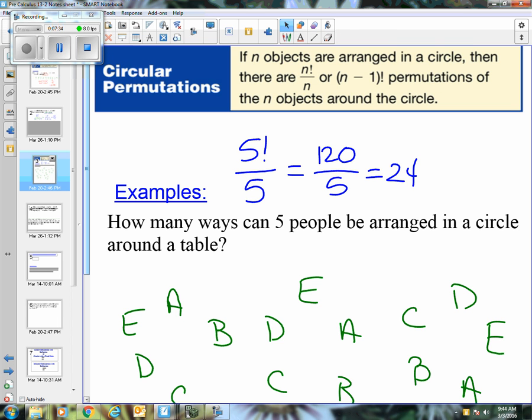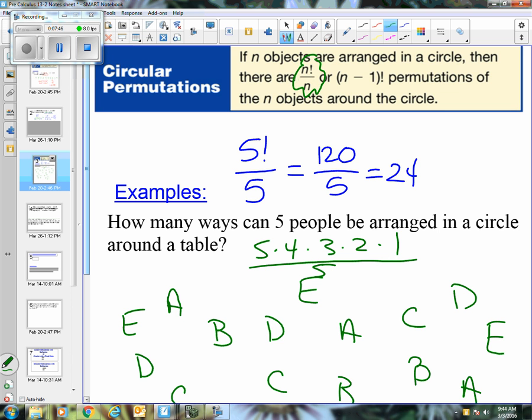Now let's talk about what the formula looks like then. So they are saying up here that you can do n factorial divided by n, which is exactly what I just did here. 5 factorial would be 5, 4, 3, 2, 1. And if I divide by the 5 ways that those people can be just rotated, then I get my 24 ways that I had. So that's that n factorial divided by n. That's one way to think of it. But some people think of it this way. Well, I can divide the 5s out. That leaves me with 4, 3, 2, 1.